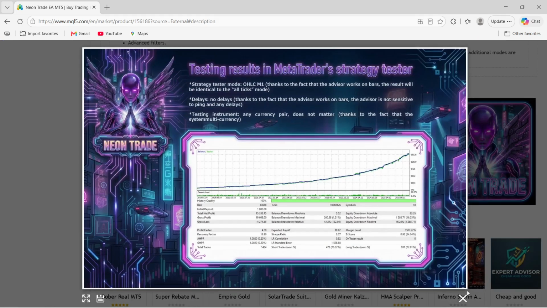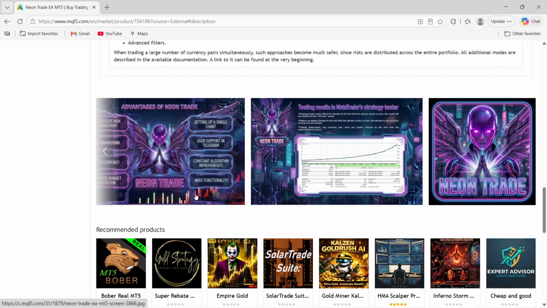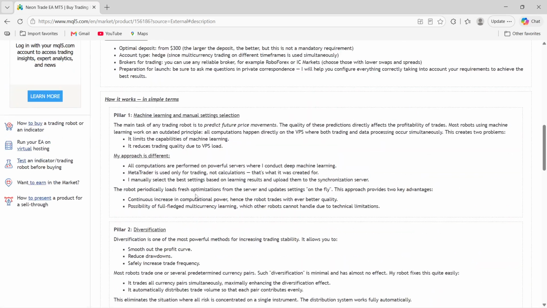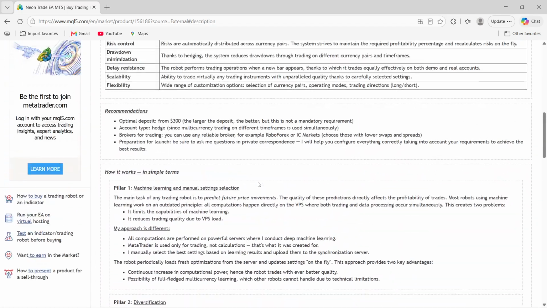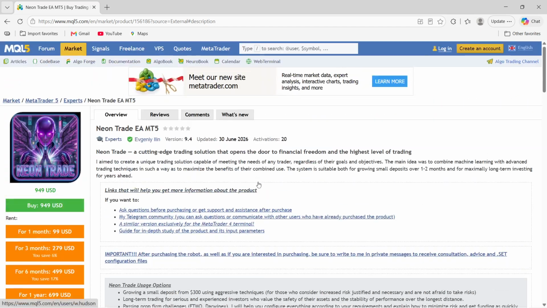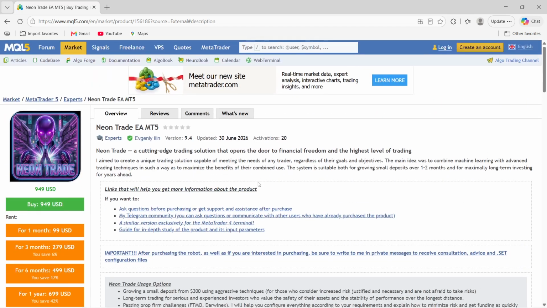All right, like I was saying, I was going to test this EA and compare my results to what the developer has on the site, but unfortunately, the EA didn't load on MT5. So we only have what we have here on the MQL5 page to work with.